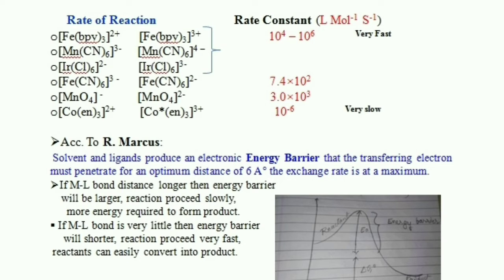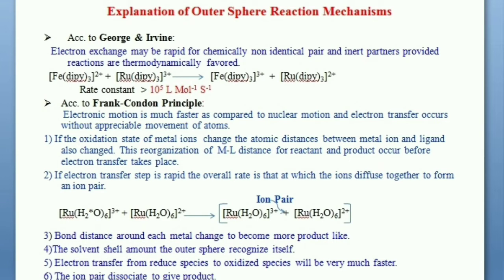The third mechanism to explain outer sphere reaction is given by R. Marcus. According to R. Marcus, the solvent and ligands produce an electronic energy barrier that the transferring electron must penetrate for an optimum distance of 6 Å. The exchange rate is at a maximum. Here you can see the various mechanisms that have been proposed to explain the outer sphere reaction mechanism.